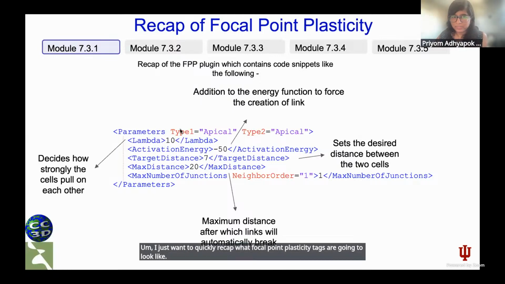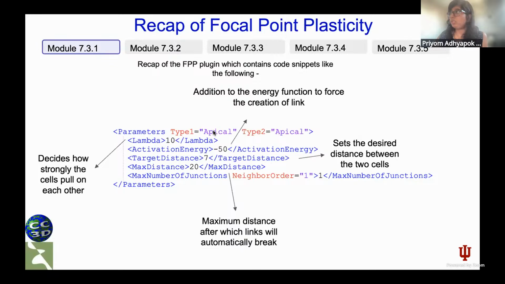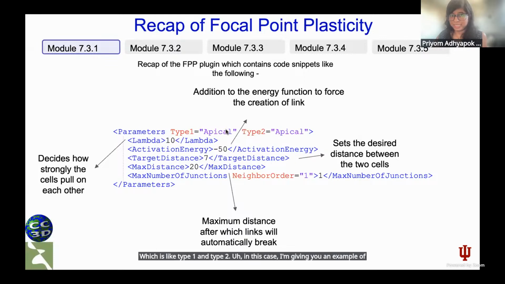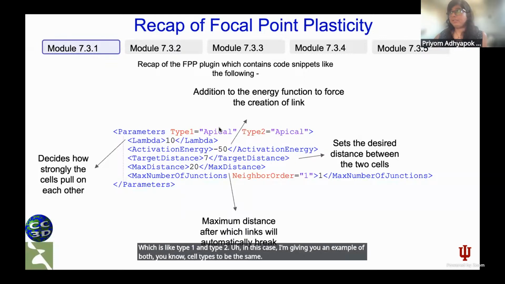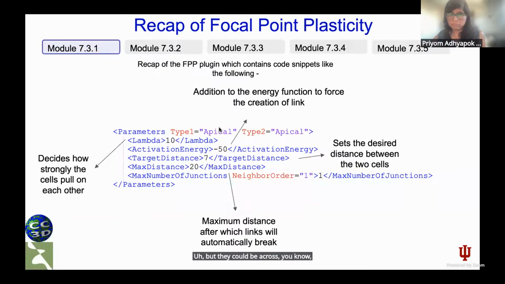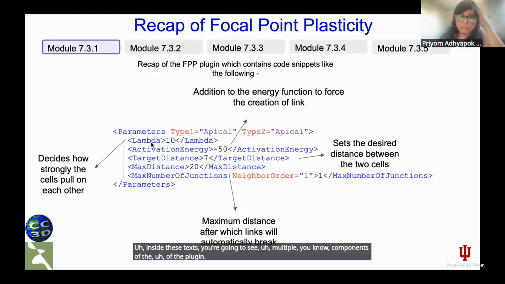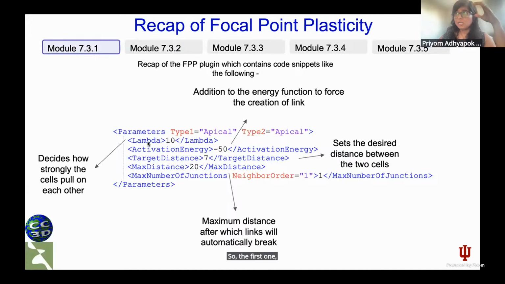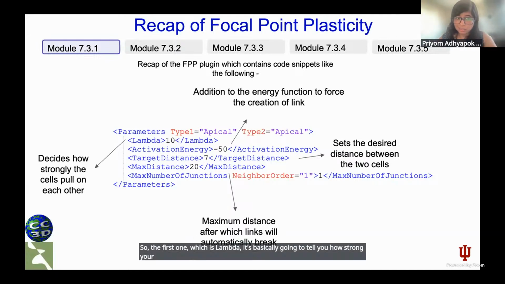Each focal point plasticity tag is going to be between two cell types, type 1 and type 2. In this case, I'm giving you an example where both cell types are the same, but they could be across multiple different cell types. Inside these tags, you're going to see multiple components of the plugin. The first one, lambda, basically tells you how strong your FPP link is.